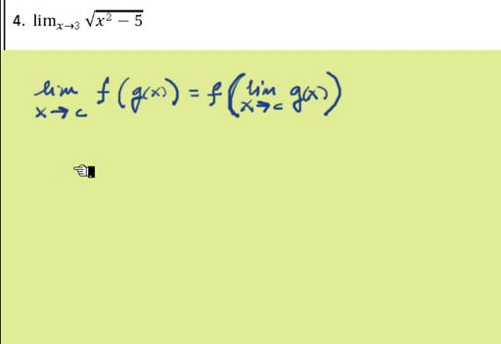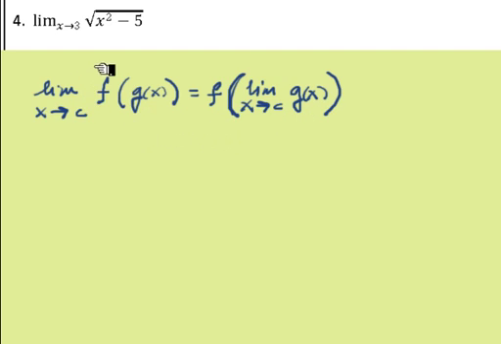In number 4, we're taking the limit as x goes to 3 of the square root of x squared minus 5. So we're going to look at this as a composite function, where the outer function is the square root function and the inner function is the polynomial x squared minus 5. So we have the following theorem. When we take the limit of a composite function, we can just take the limit of the inner function. All right, so that's what we're going to do here.